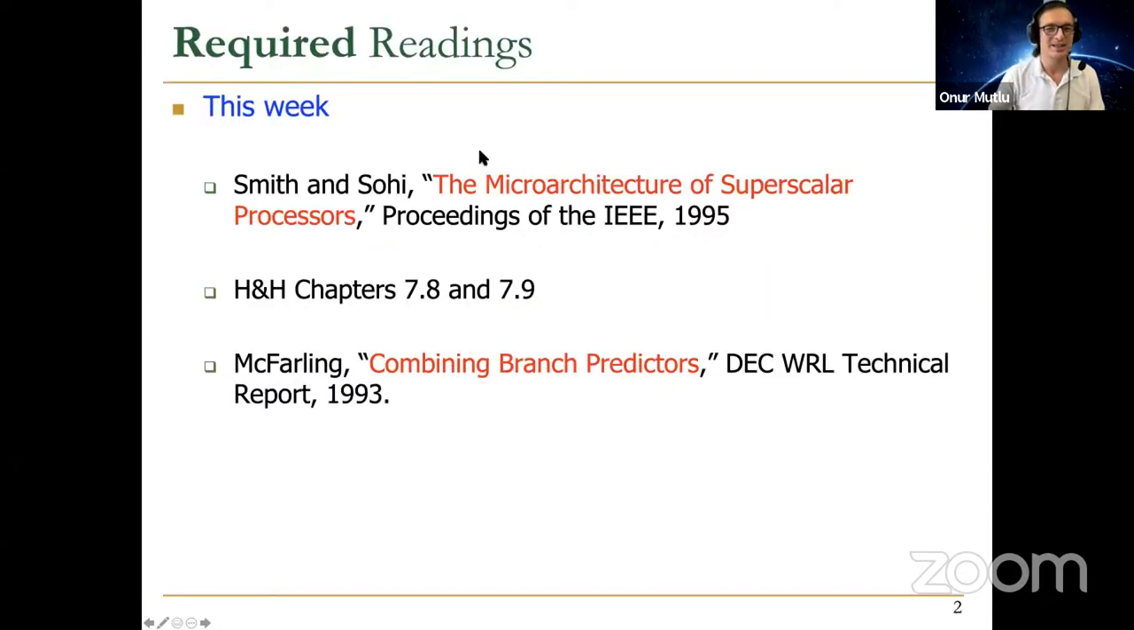These are the required readings. This is no news; you've seen this many times before. We've been covering the microarchitecture of superscalar processors in many different lectures, and Harris and Harris has some treatment, as you know, and McFarling's combining branch predictors tutorial, and also a research paper. We'll cover it in lecture 17B and probably into lecture 18 next week as well.